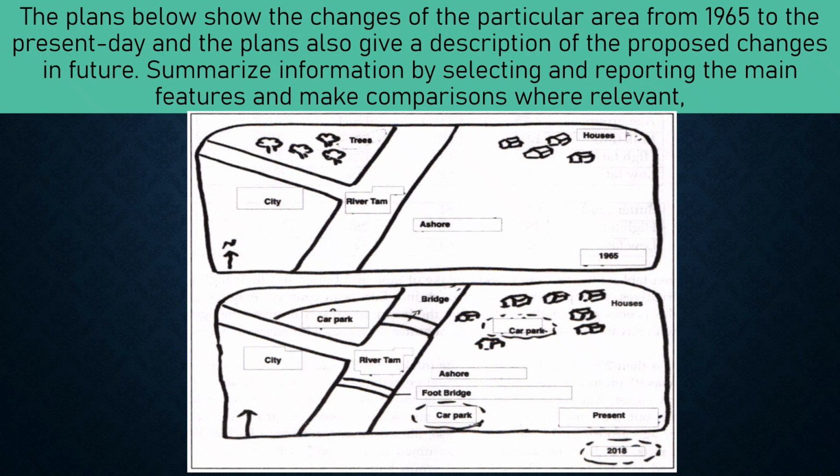2 car parks, one amidst the houses and the other on the southeast of the river, have been projected for 2018. So this was the comparison between the modern plan and the previous plan in 1965.